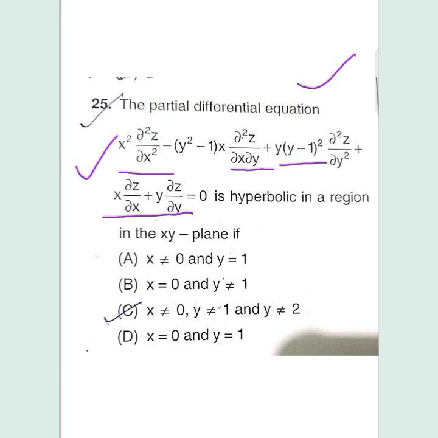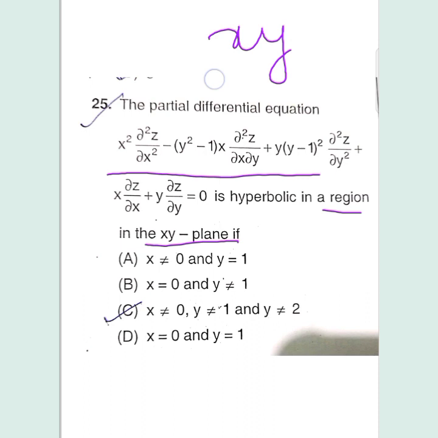So this partial differential equation is going to be hyperbolic. They have given you the second order partial differential equation, and they are saying this is going to be hyperbolic in the region of the xy plane. In which plane is this differential equation hyperbolic? The xy plane. So we have to check what values of x and y make this partial differential equation hyperbolic.